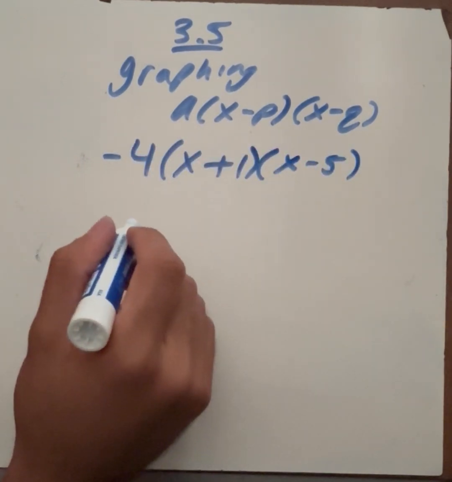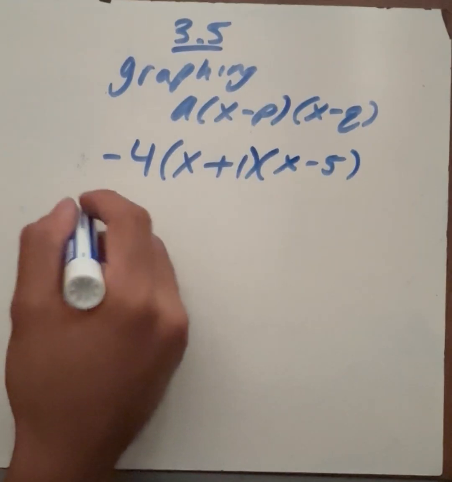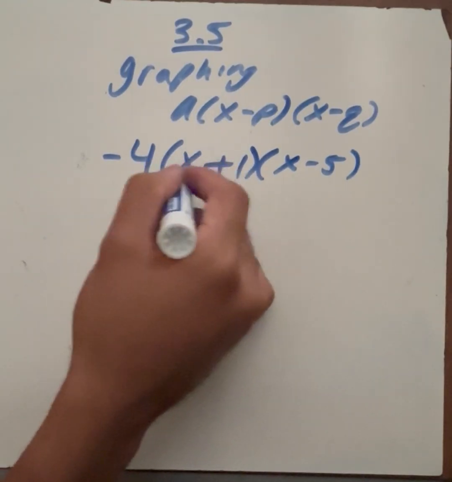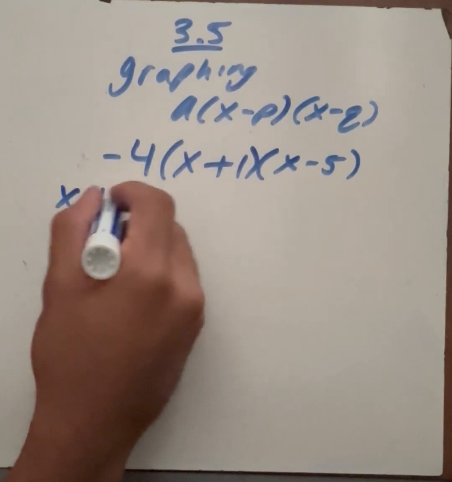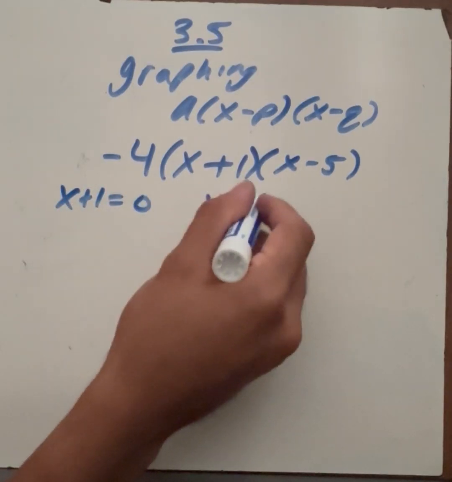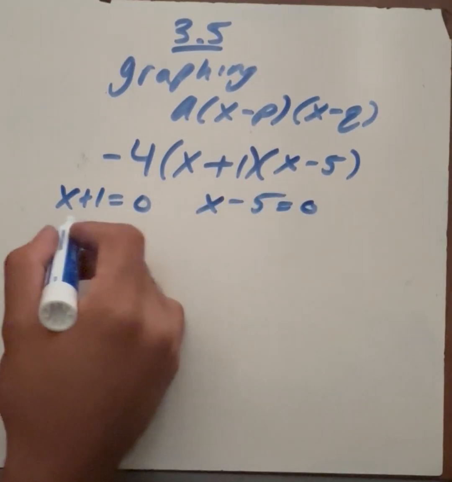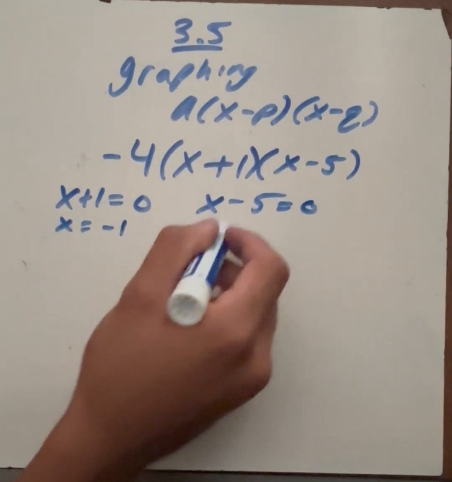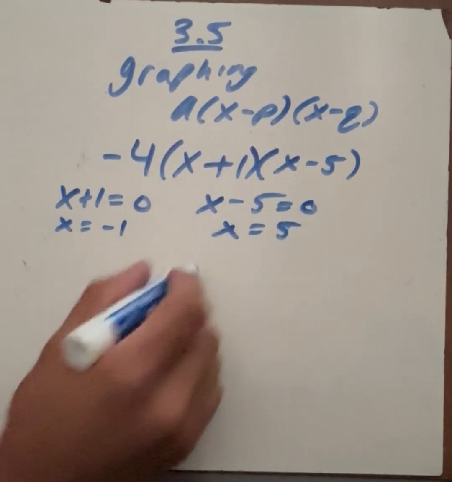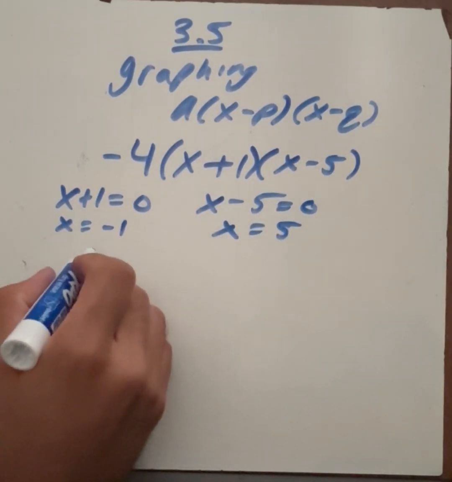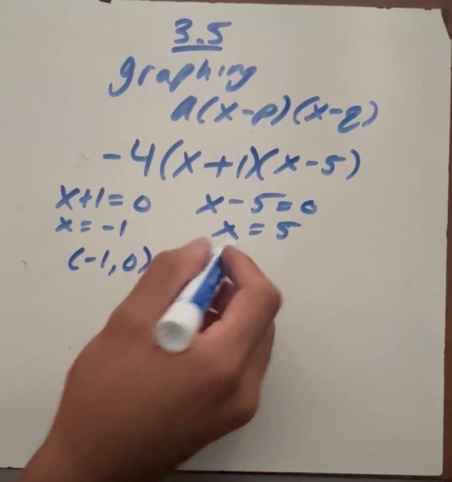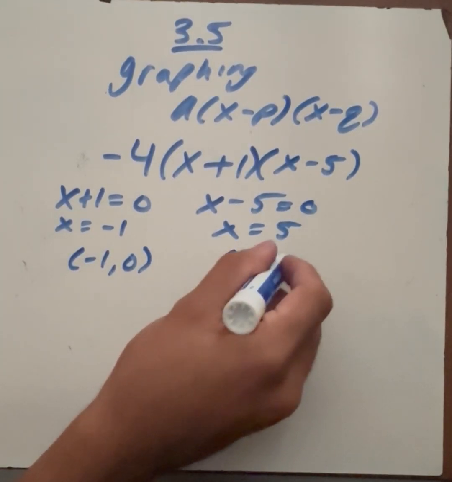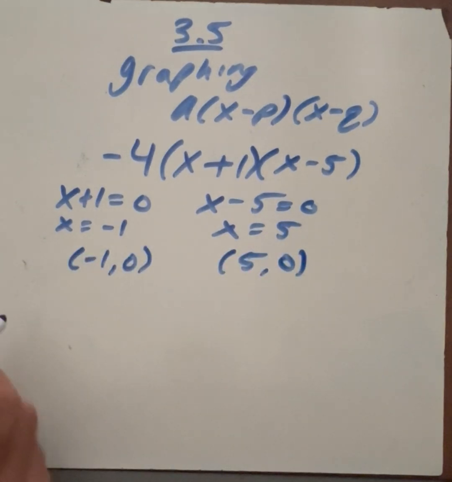So the first thing we need to do is find the x-intercepts. To find the x-intercepts, we set this equal to 0 and this equal to 0. So x plus 1 is equal to 0 and x minus 5 is equal to 0. What we'll find is that x equals negative 1 and x equals 5. Now we need to write these as ordered pairs. So negative 1 comma 0 is one x-intercept, and 5 comma 0 is another x-intercept.